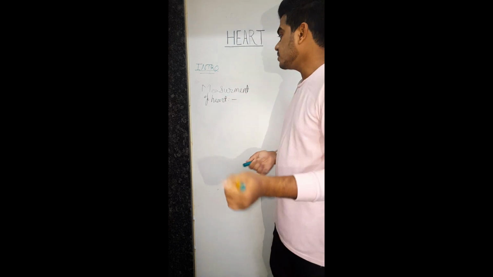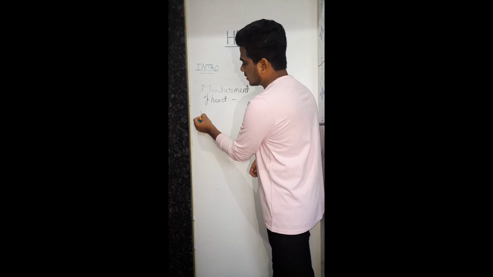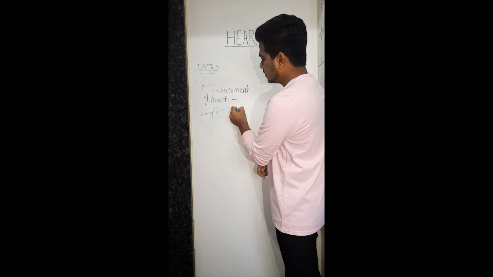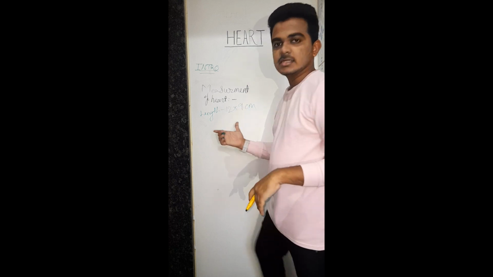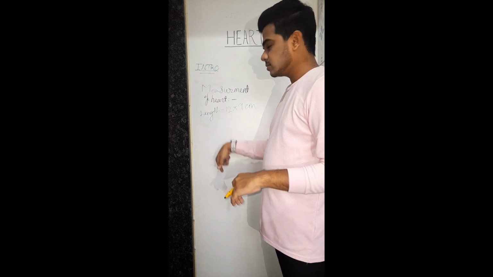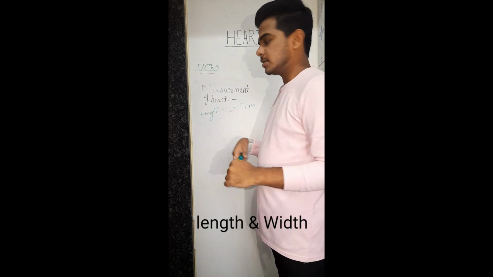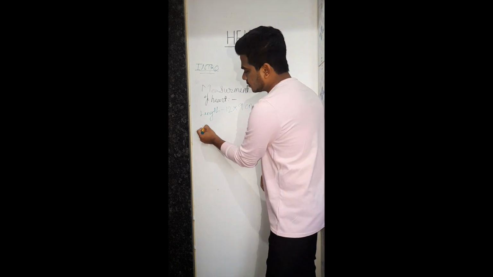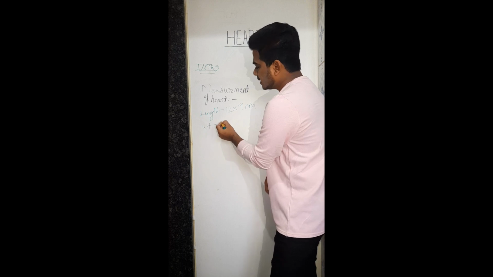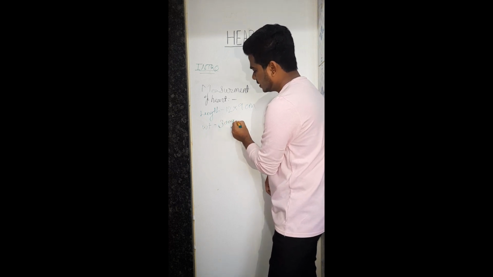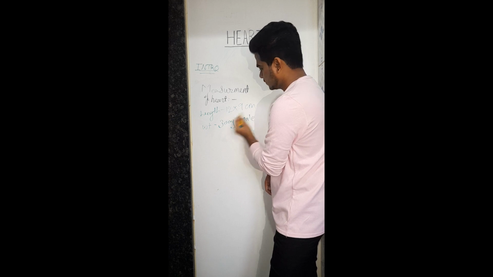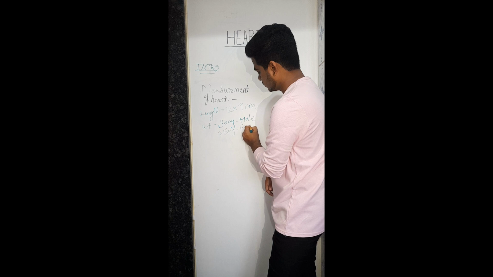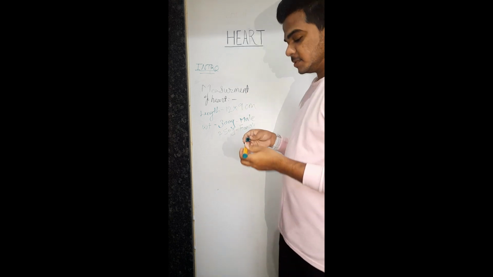In the measurement, the length of the heart is 12 by 9 centimeter. 12 is the length and 9 centimeter is the breadth. And weight, if you see, is 300 gram in male and 250 gram in female. Okay, so these are the measurements of the heart.